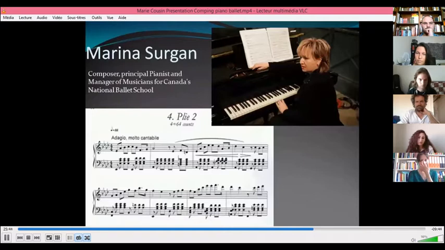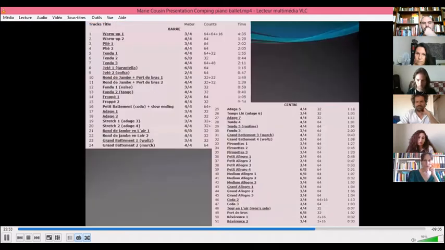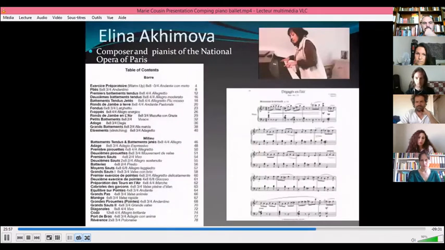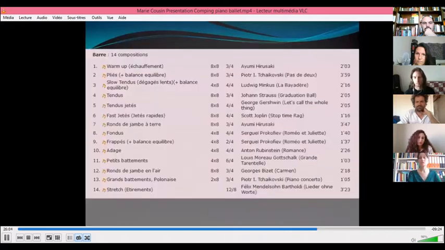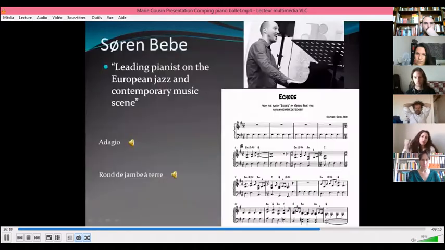We can find other international composers, specifically for ballet, like Marina Sorgan from Canada, and Elina Kimova from the National Opera of Paris, Ayumi Hirozaki from the Tokyo National Opera. And she also uses extracts from Tchaikovsky, Gershwin, Scott Joplin, Prokofiev, Bizet, mixed among her own compositions. And the last one, Soren Bebe, which is from Swedish jazz and also a composer for the ballet. So let's listen to the Ronde de Jean Bataire.